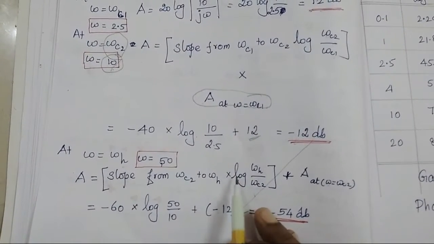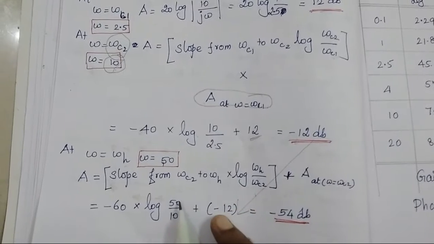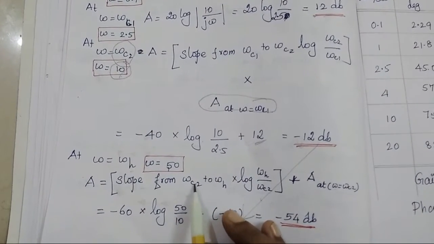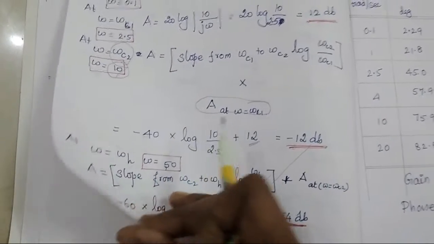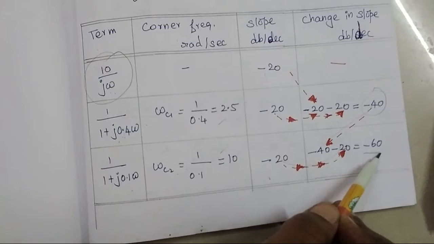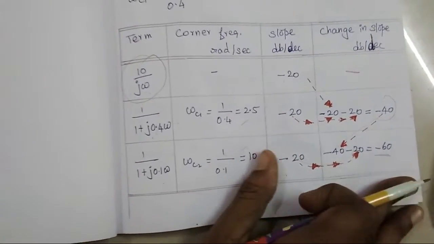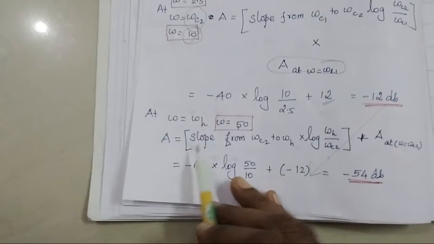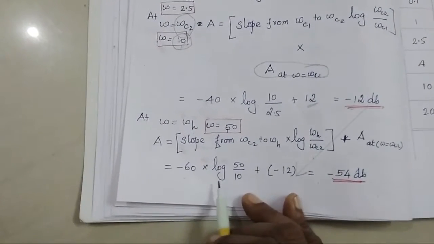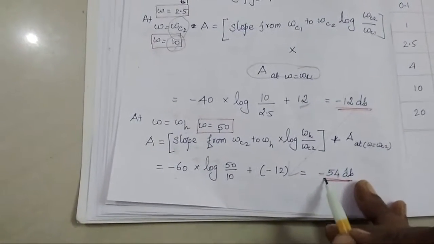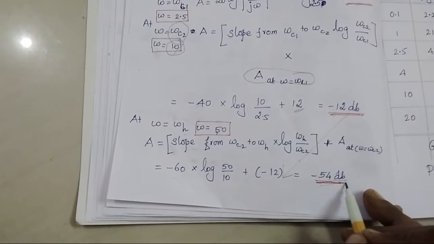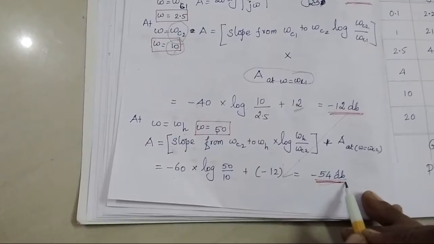Then log omega H by omega C2, obviously 50 by 10. And here the slope from omega C2 to omega H is, as in the last term, minus 60. Substitute the values in a calculator and we find the gain at omega H is minus 54 dB.